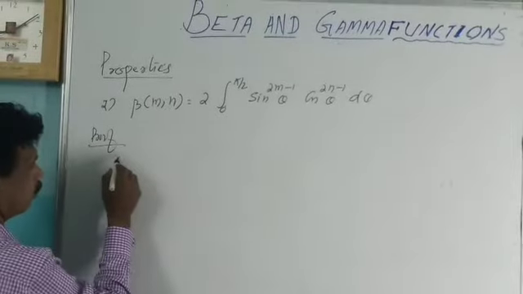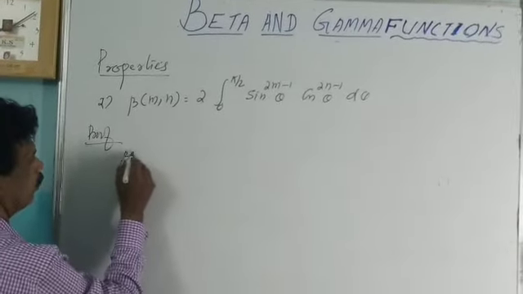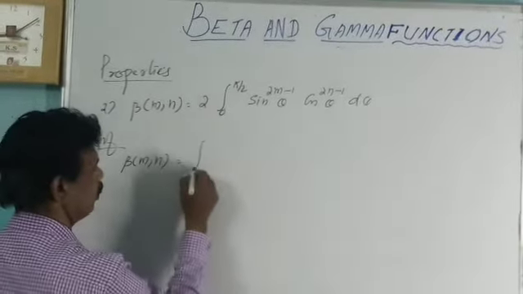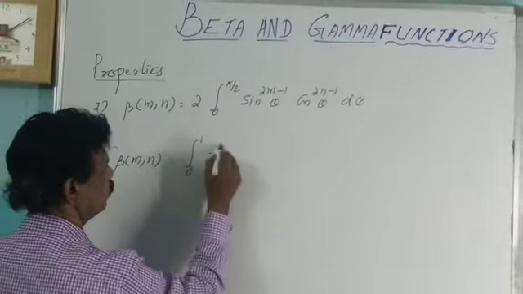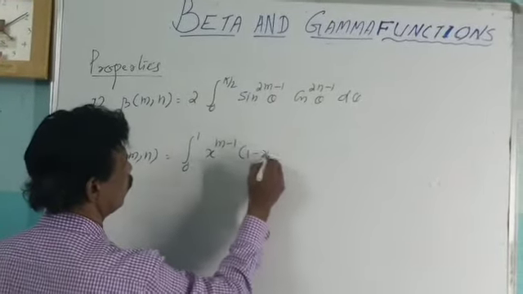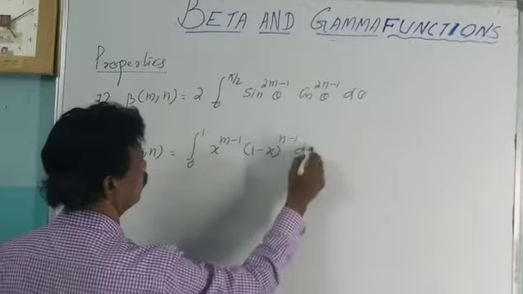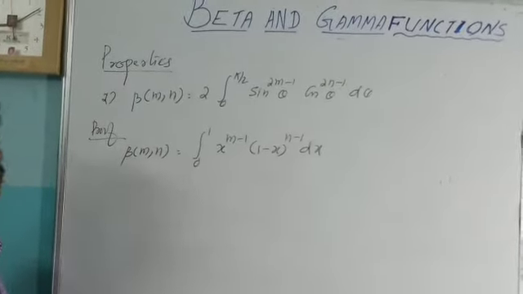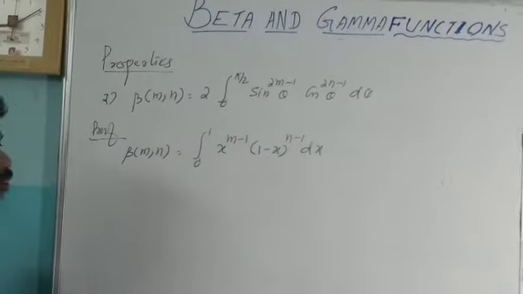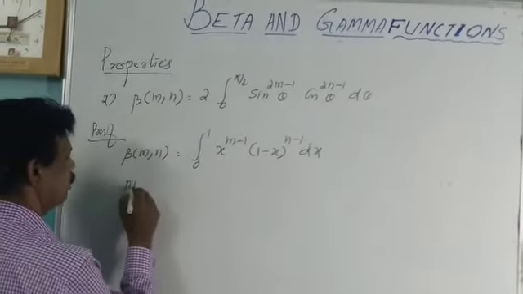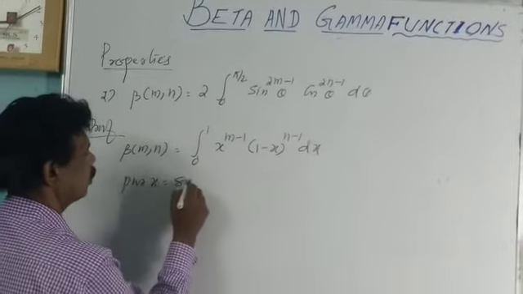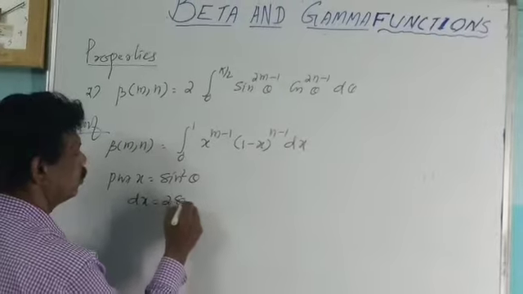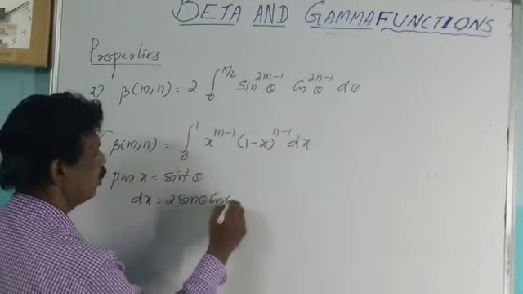By the definition of beta function, we can write beta m n equal to integral 0 to 1 x raised to m minus 1, 1 minus x all raised to n minus 1 dx. Put x equal to sine square theta, then dx equal to 2 sine theta cos theta d theta.